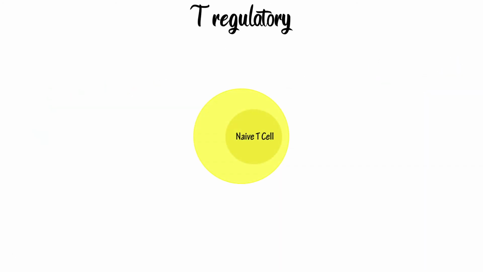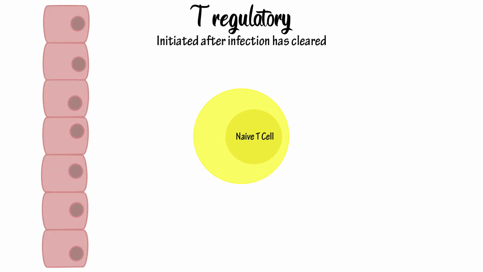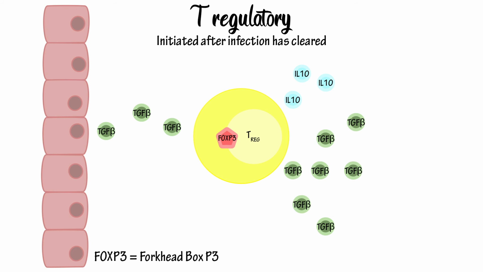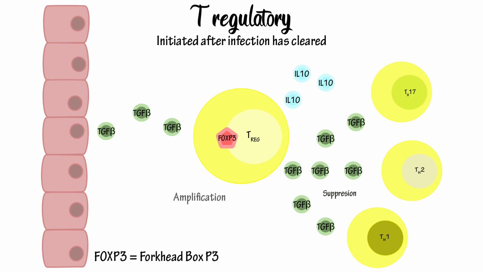Finally, we have the T regulatory cells. This T cell subtype is initiated when the infection is cleared. Tissues start producing TGF-beta, which is the main polarizing cytokine for Tregs, and Tregs promote tissue repair. The transcription factor for their response is FOXP3, and the resultant cytokines are IL-10 and TGF-beta. By releasing TGF-beta, Tregs stop other T cell types from being produced and instead create more Treg cells. Again, an example of amplification. IL-10, as we said before, should make you think anti-inflammation. This will facilitate an environment where tissue repair can begin as the infection is cleared.